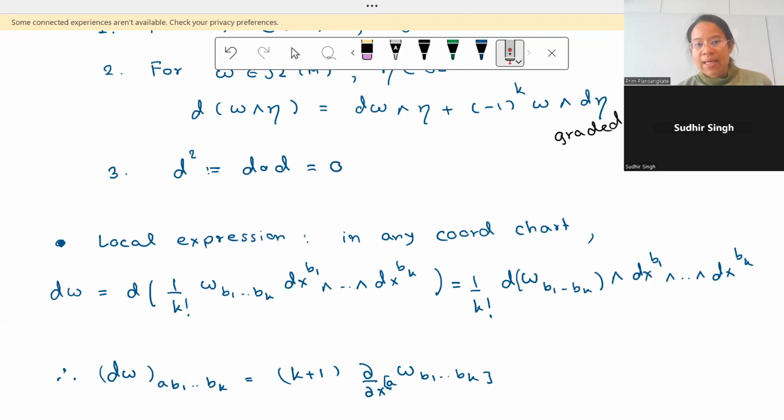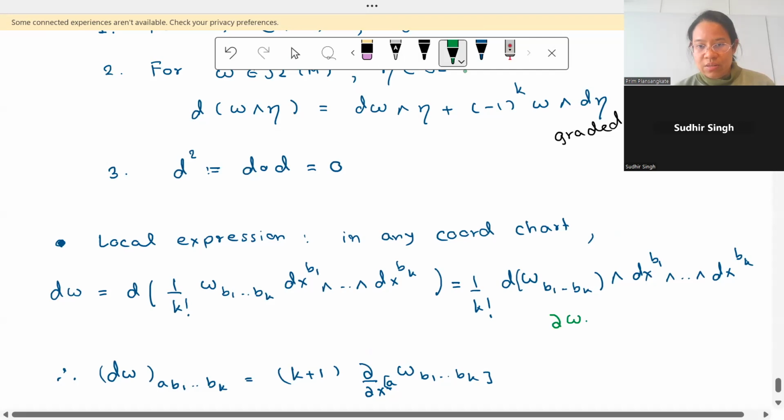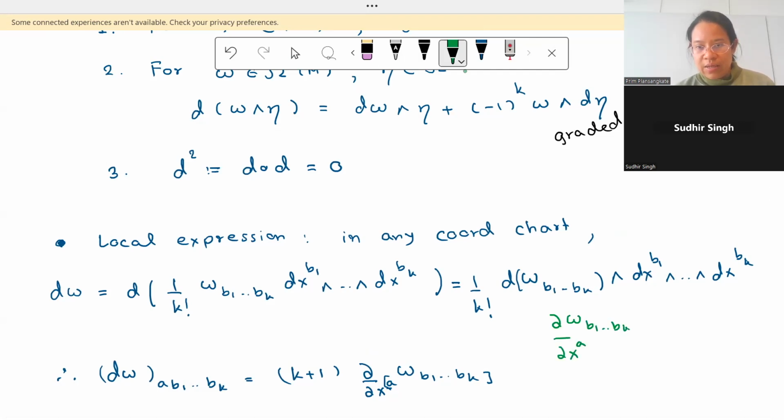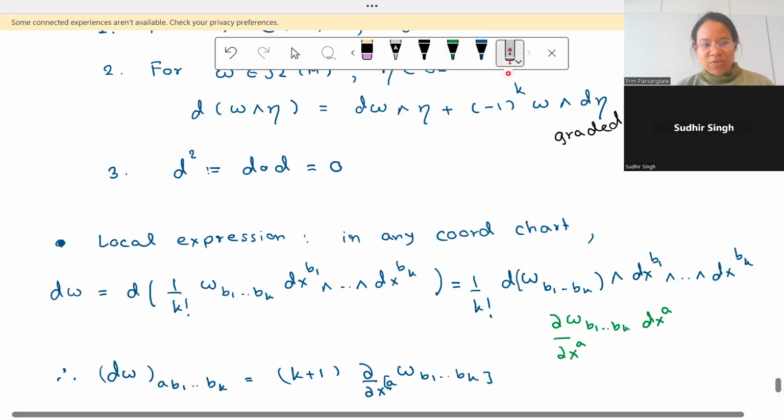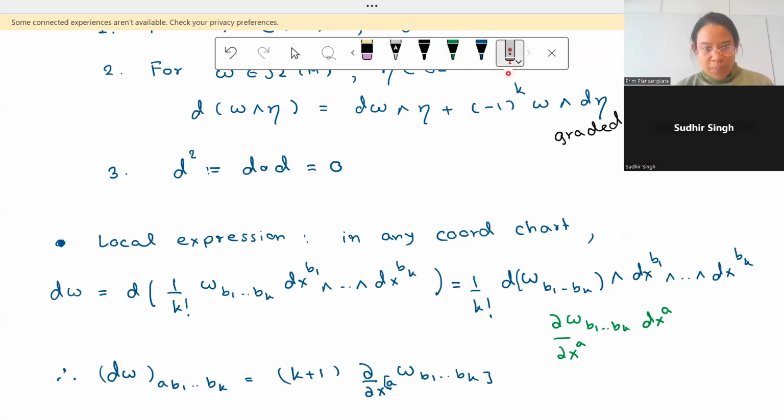And we have a local expression for the differential of a function, that is, this is just dx. And from here, it follows that the components of the exterior derivative of a K-form are given by this. You just have to write it down.